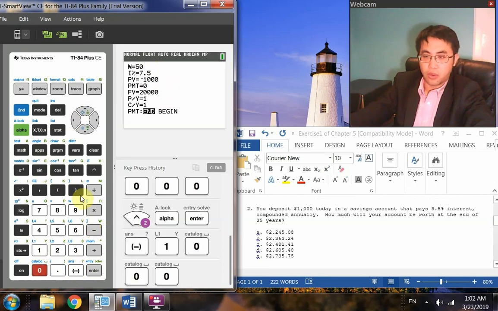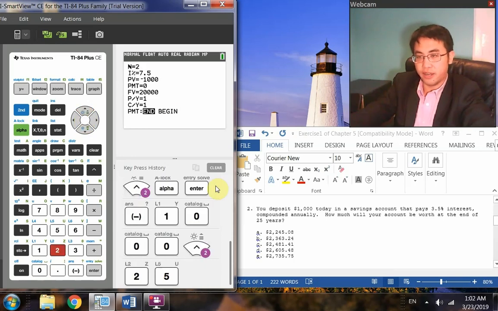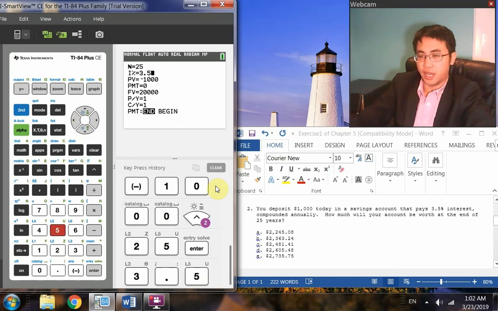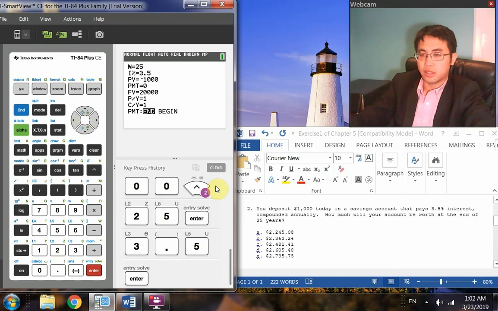Alright, and the rest of the work would be easy. Move up to change n, which is 25, and then I hit enter to the interest, which should be 3.5. Okay, and I skip present value, and I skip payment because there's no periodical payment mentioned here. And then I'm going to define my future value. That's something I need to solve for. I can just change it to 0 or just leave it as whatever it was.